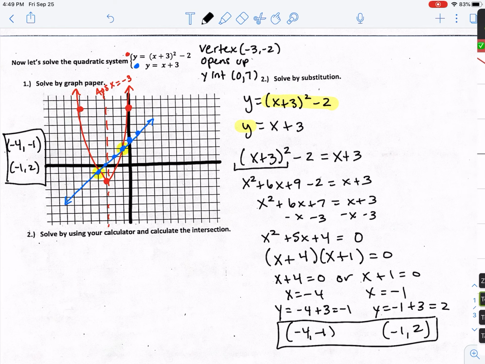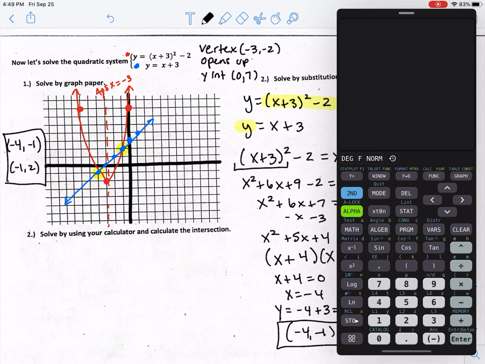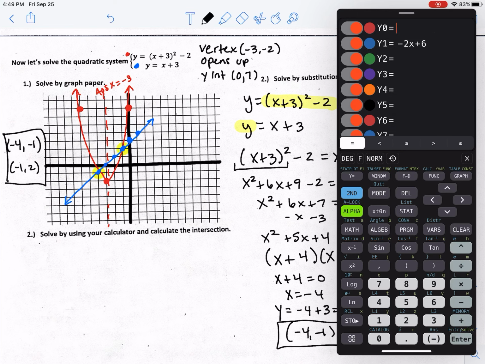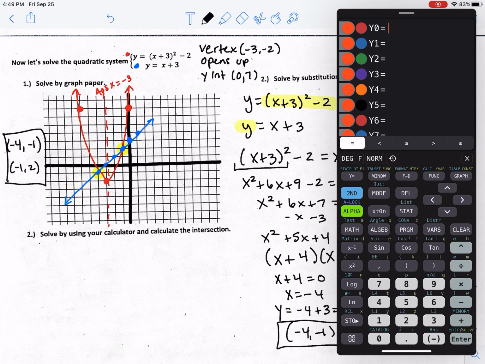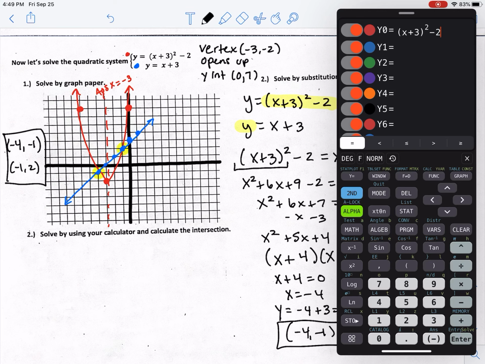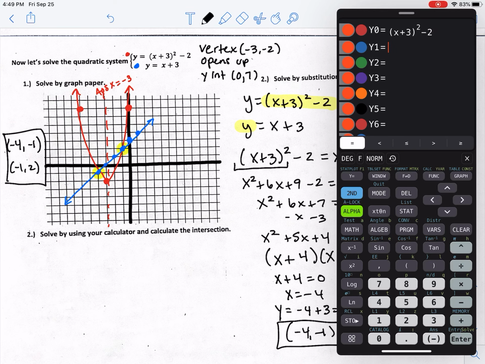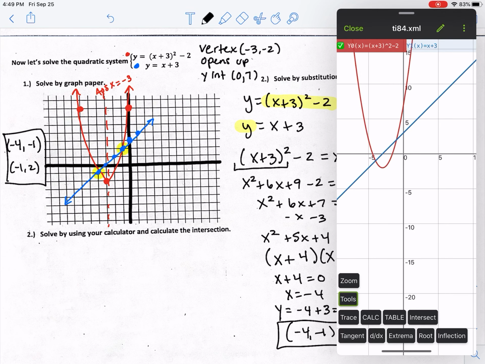Okay, now let's solve it with our graphing calculator. So let me get to my y equals, and I need to clear out both of these equations. And then I'm going to enter the first equation, parenthesis, x plus 3, end parenthesis, squared, minus 2. And then the other equation is x plus 3. And I am going to graph it, and I'm going to push intersect. And notice I get the same result. I get the points negative 4, negative 1, and negative 1, 2.